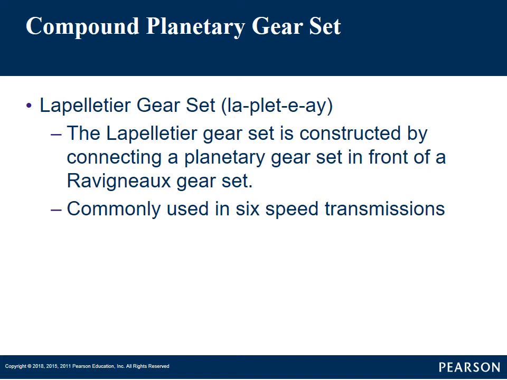and I think they used it in both Aisin and ZF transmissions also. Like I said, it's not used in all 6 speeds. Some 6 speeds just use 3, or some of them use 4 different gear sets to get the 6 speeds. But if you would happen to see a Ravigneaux gear set and a simple gear set right on top of it, you would know it would be the Lepelletier gear set.